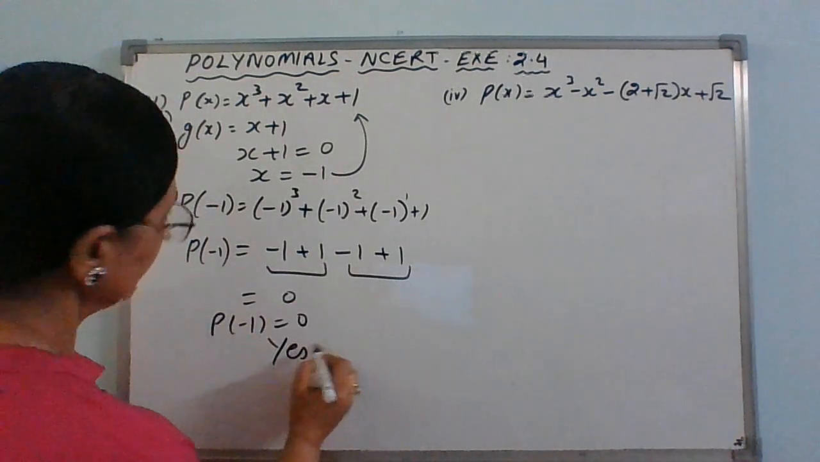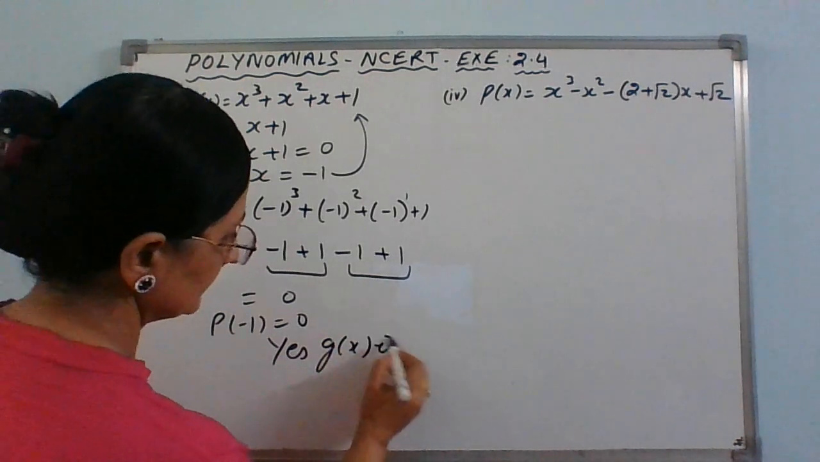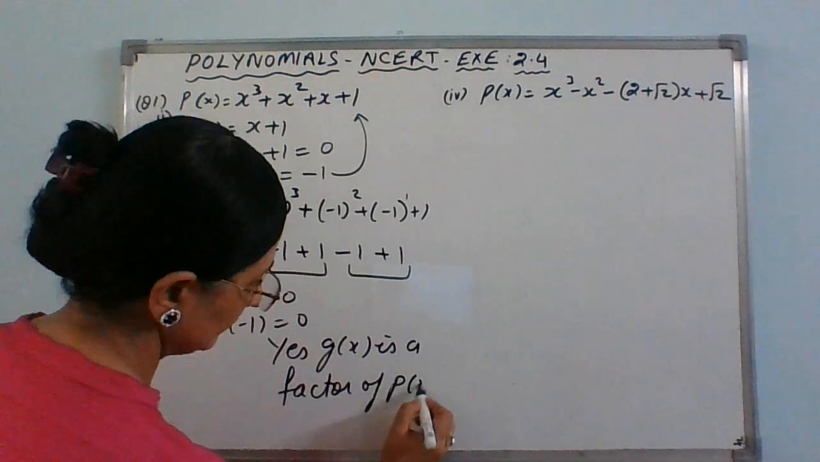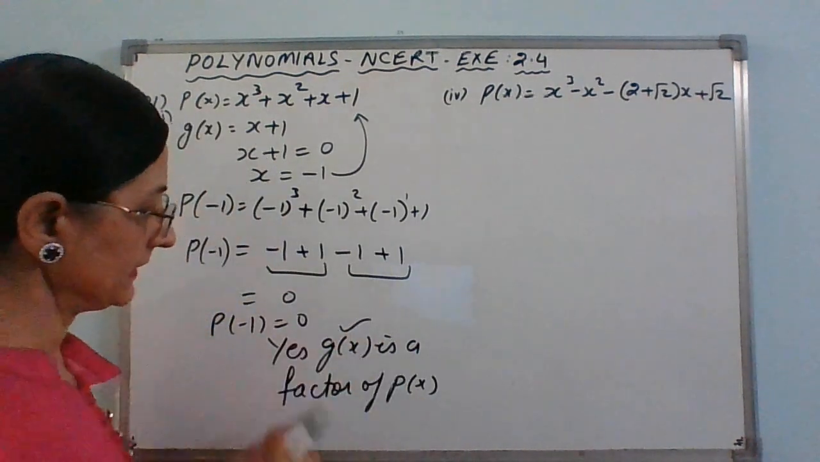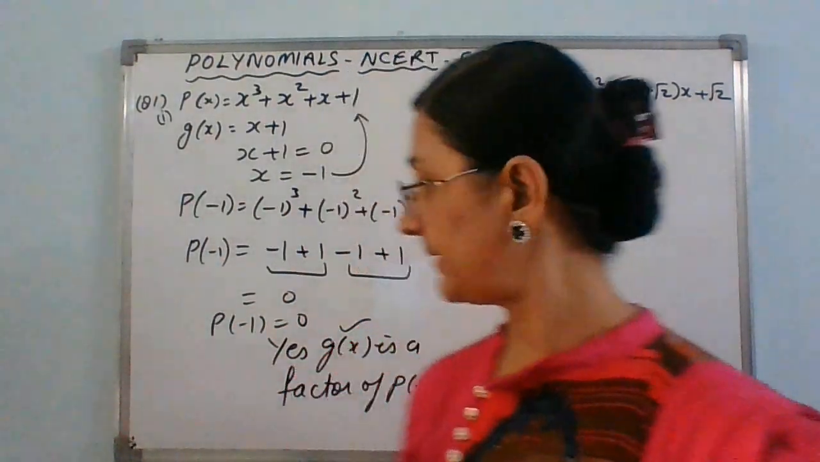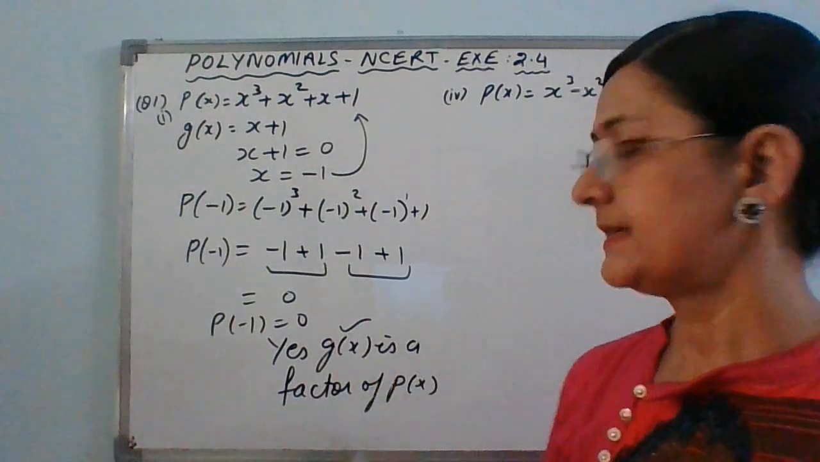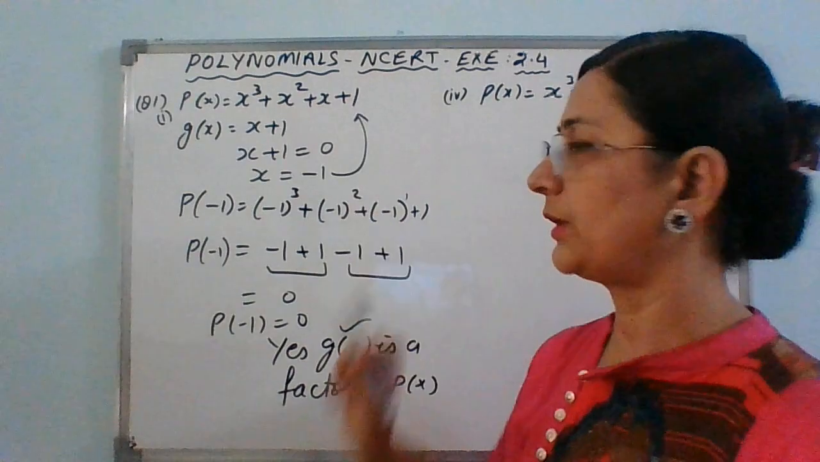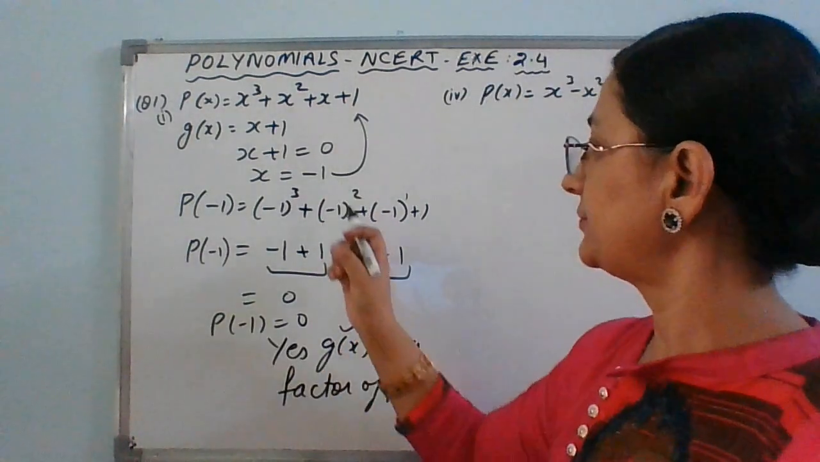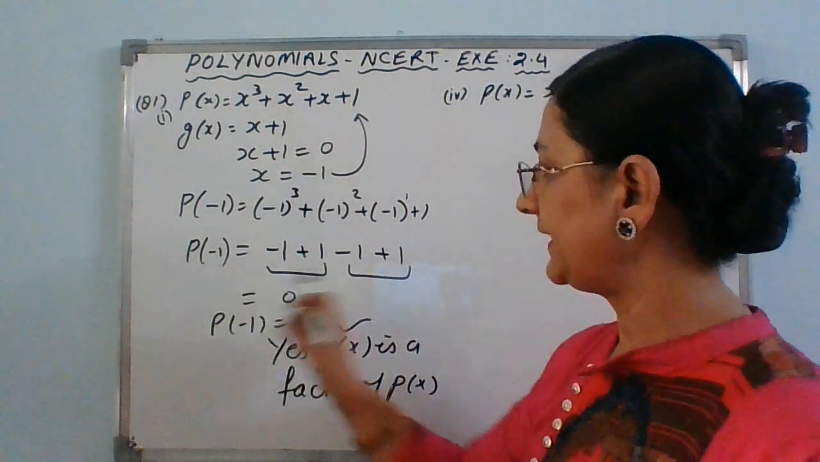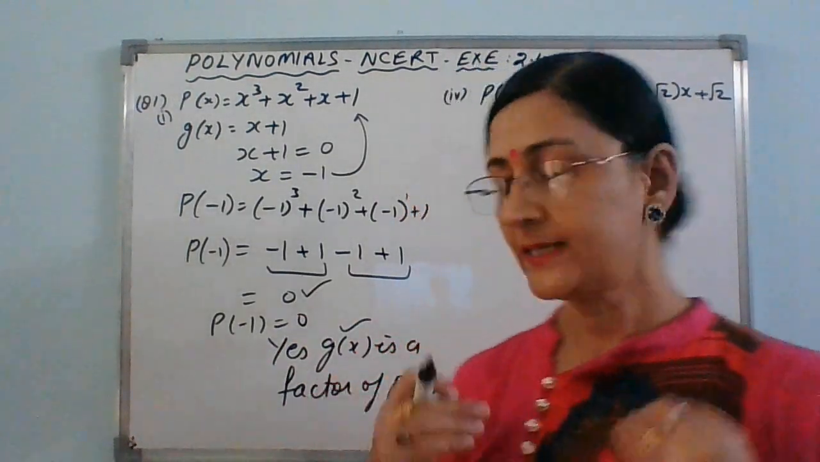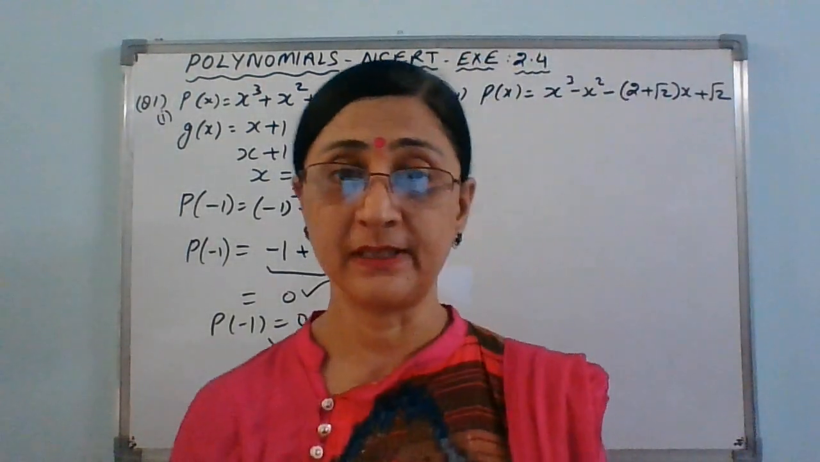So yes, g(x) is a factor of p(x), which was the divisor, because the remainder is 0. This is how we find the remainder: put g(x) equal to 0, find the value of x, substitute that value in p(x), and find the answer. This is the remainder, and the remainder comes out to be 0. So yes, g(x) is a factor of p(x) because the remainder is 0.